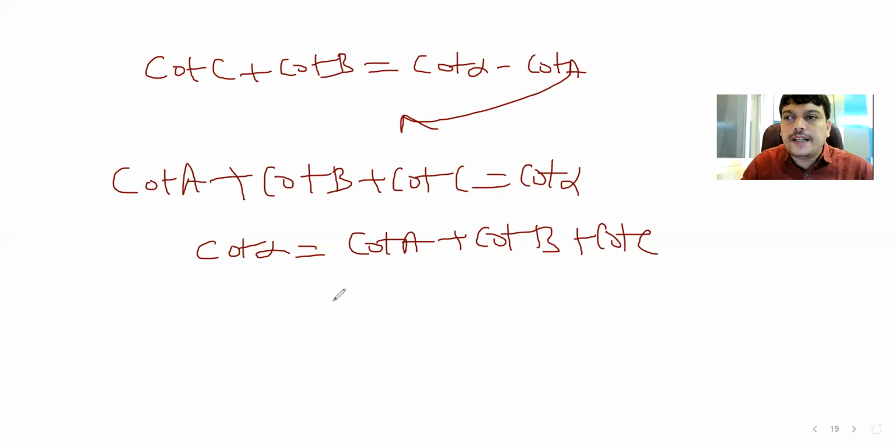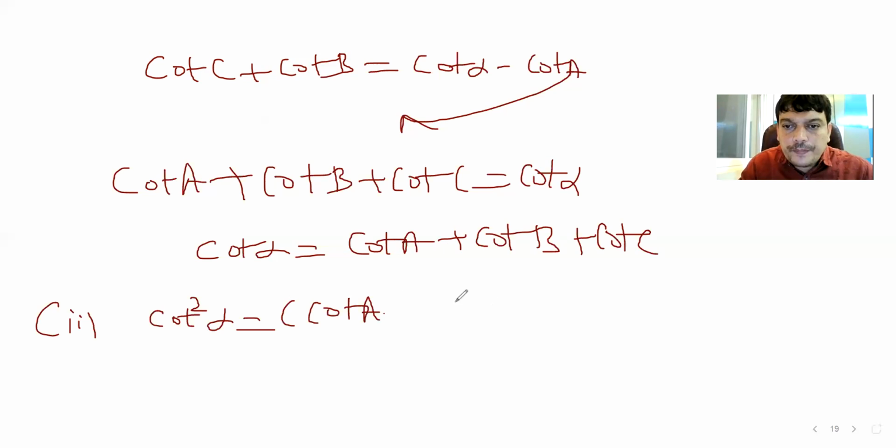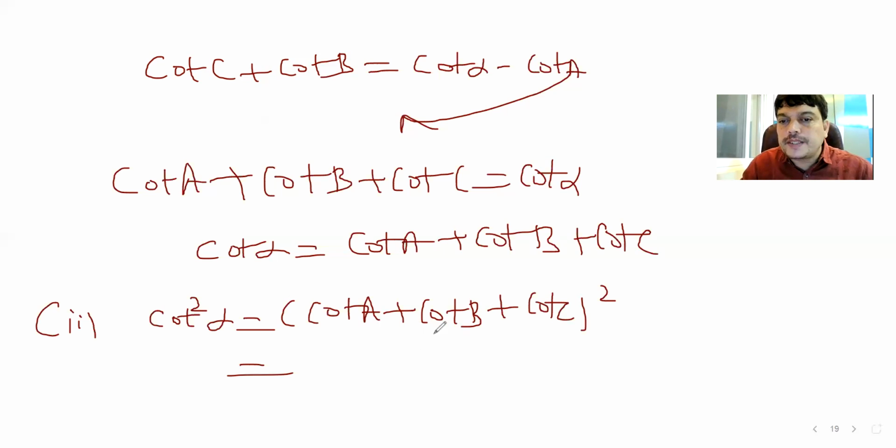Now having proved this, the second result follows from this in a very simple way. What you need to do is, because you want the result in cosecant square, you square it on both sides. So when you square it, it becomes cot square alpha equal to cot A plus cot B plus cot C whole square. Then you can expand the right hand side with the a plus b plus c whole square formula.